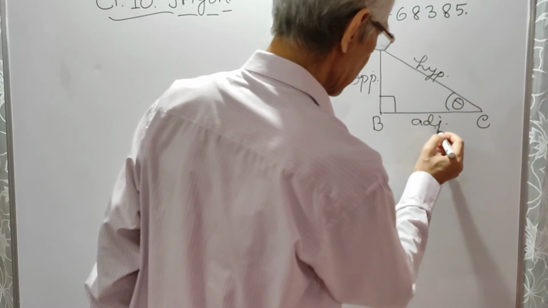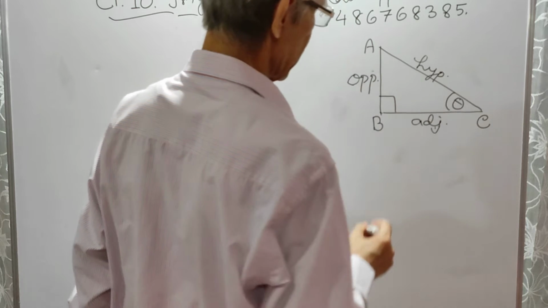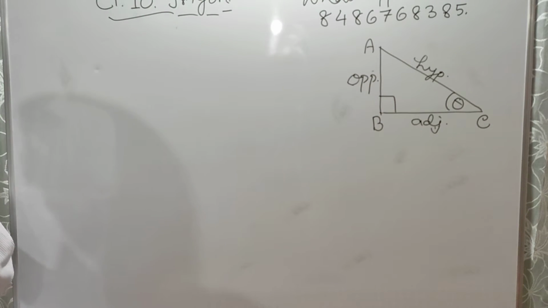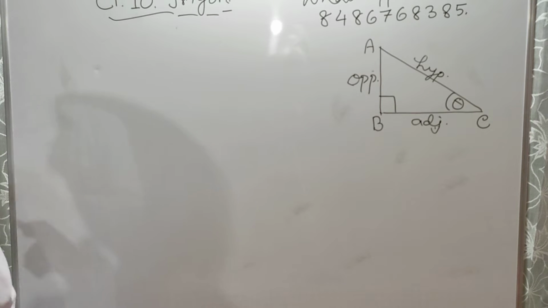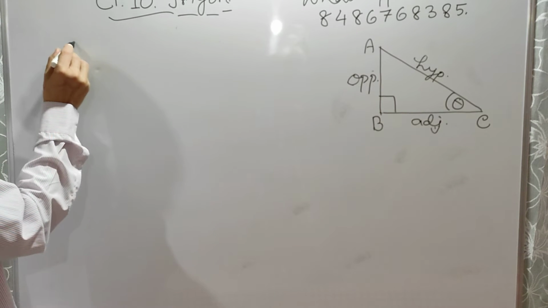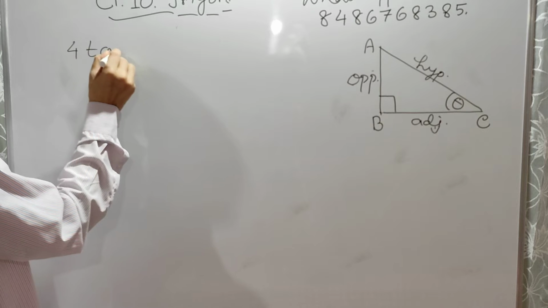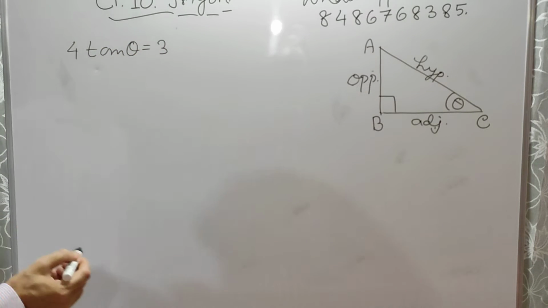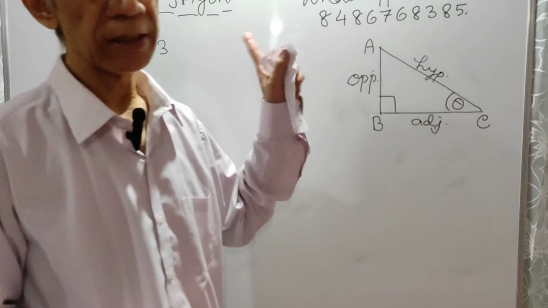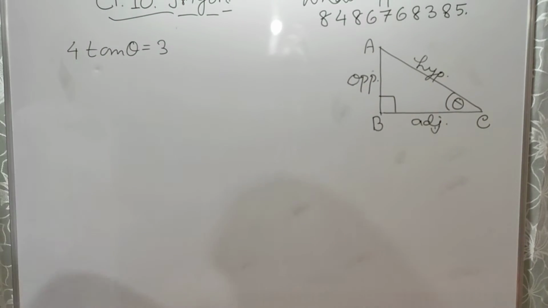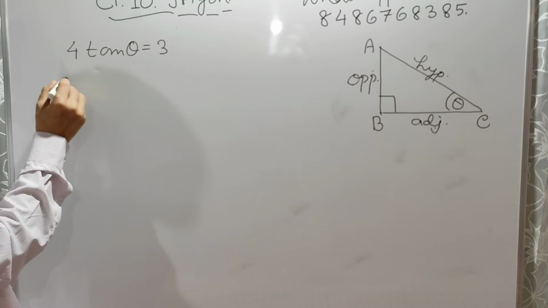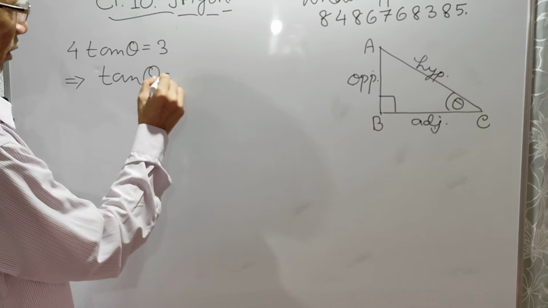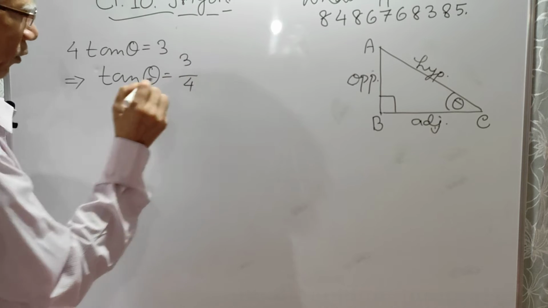So hypotenuse, this is adjacent, this is the opposite. Okay. Now what was the question? The question was, if 4 tan theta equal to 3, and you were asked to find the other trigonometric ratios. Now from here, this is the given condition, therefore tan theta equal to 3 by 4.